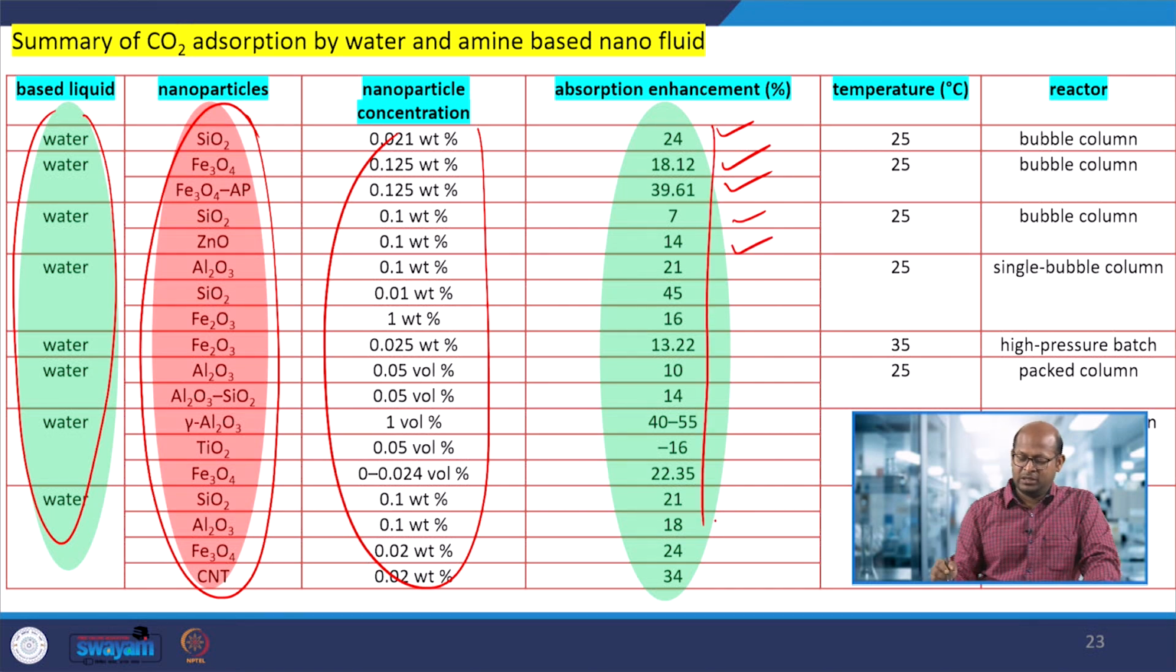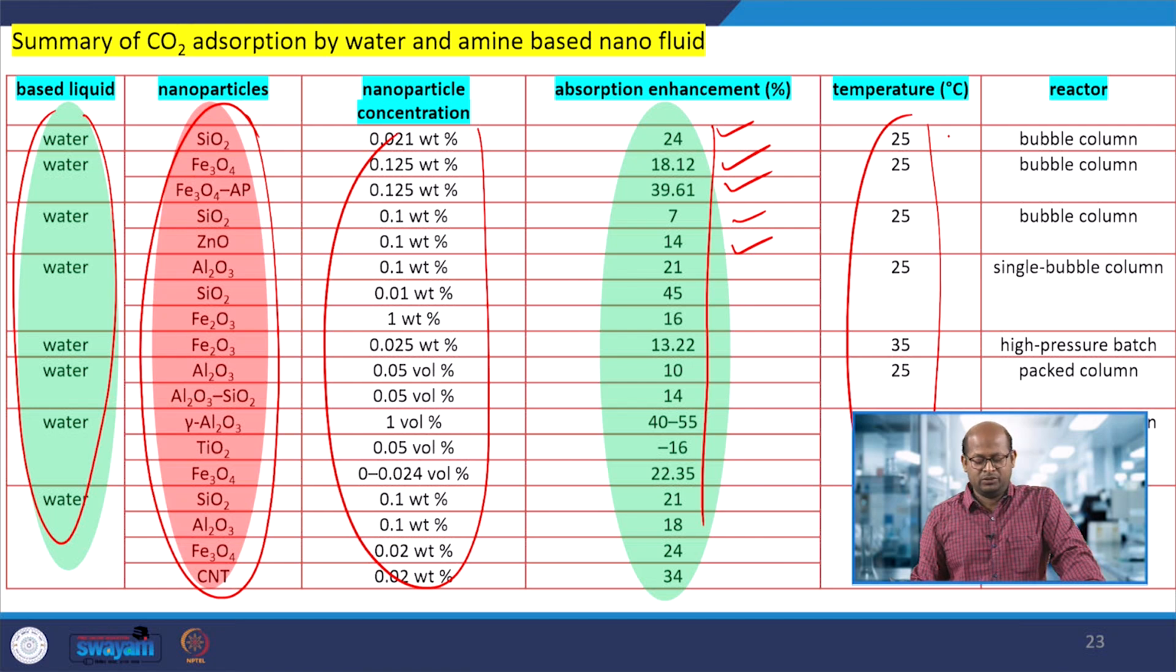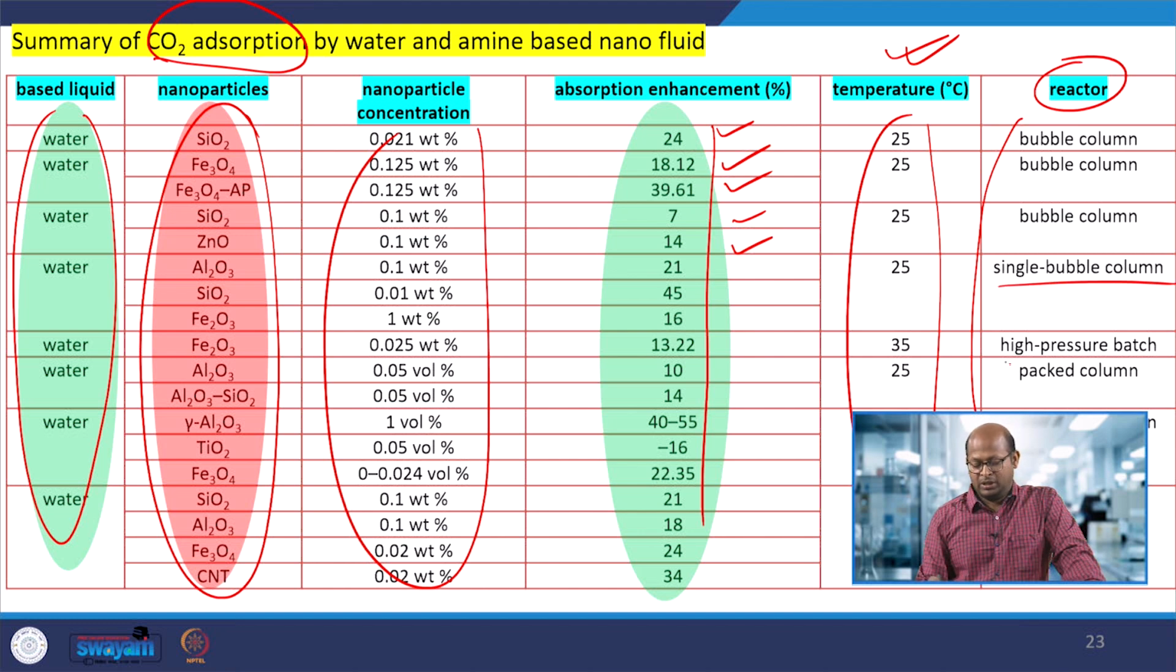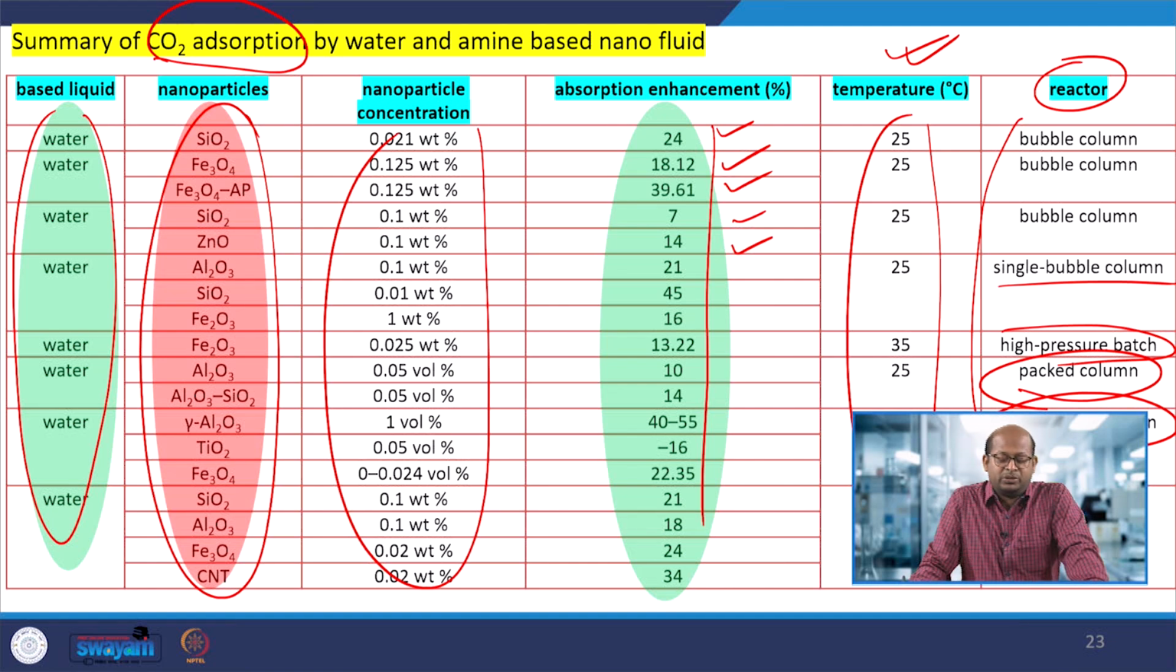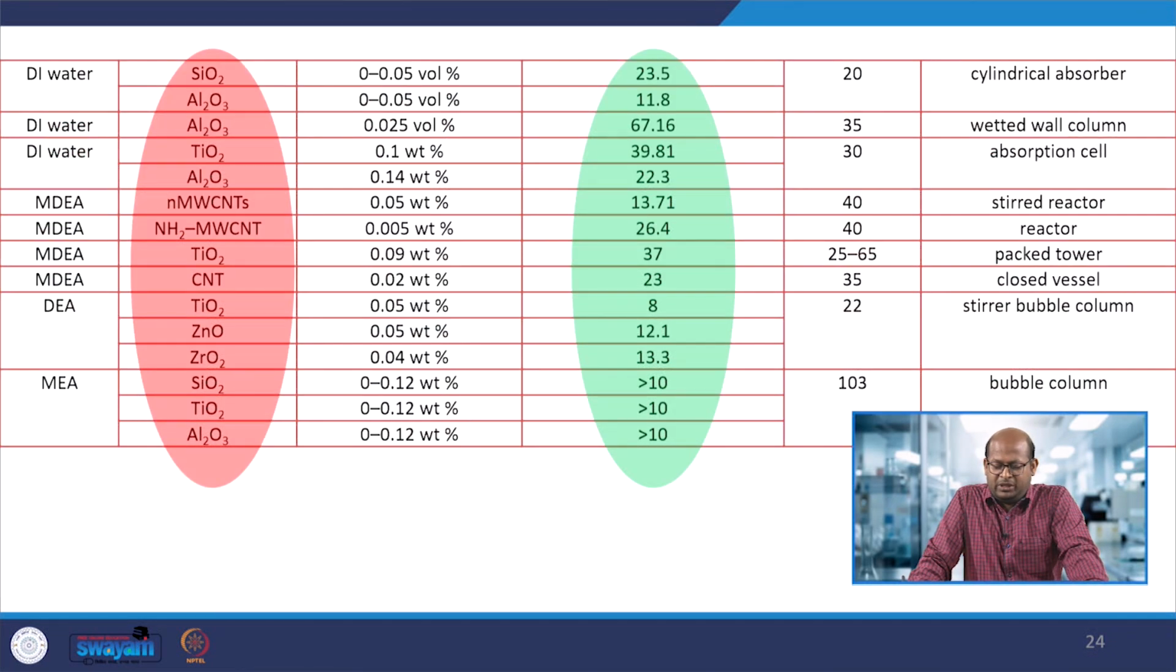Okay, and all this was done at 25 degrees centigrade. When we go for CO2 adsorption, you have to use very low temperatures. Different types of reactors can be used: bubble column reactors, single bulb or high pressure batch reactors, packed columns, and tray columns also. Depending upon the application, we can use different types of absorption columns.